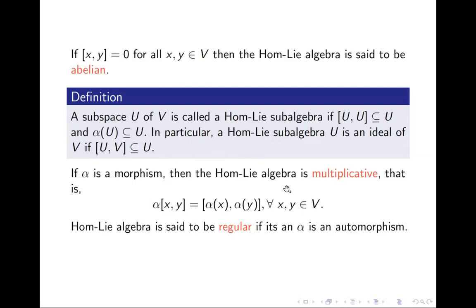So there are other definitions for some classes of Hom-Lie algebra. If we give restrictions on alpha, so alpha is a morphism in a way that it preserves the Lie bracket or the bilinear bracket, we call that algebra a multiplicative Hom-Lie algebra. And if we give other stronger conditions, that alpha is itself an automorphism, that is, it's invertible and also a morphism, then we refer to this algebra as regular.